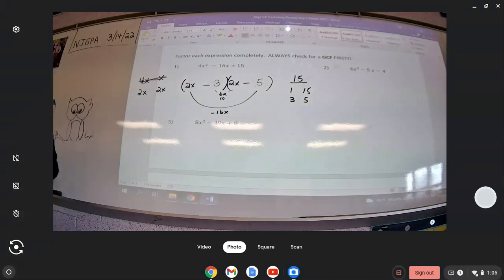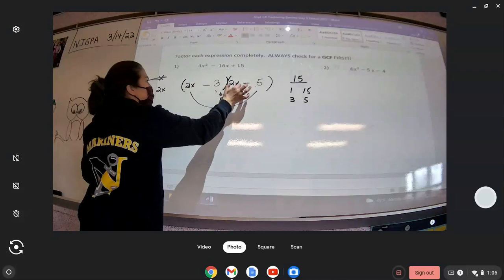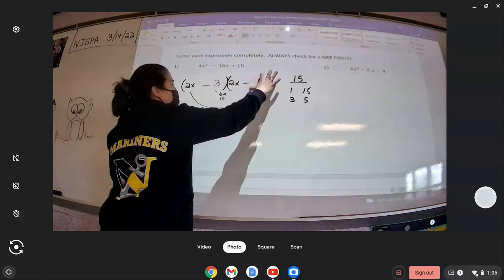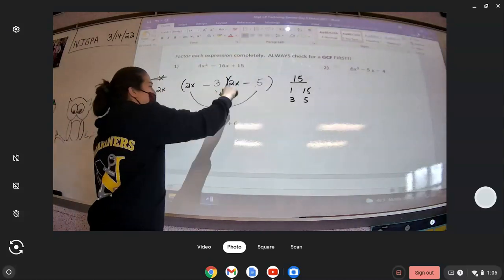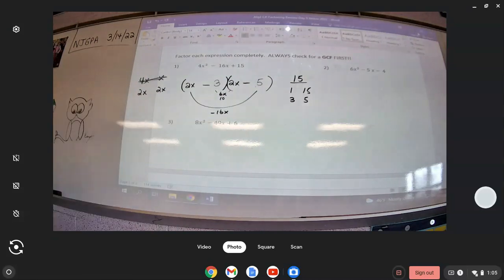And then I would take that best 5 seconds and check. Does 2x times 2x get you 4x squared? Yep. Does negative 3 times negative 5 get you 15? Yep. Negative 6x, negative 10x, we got it.